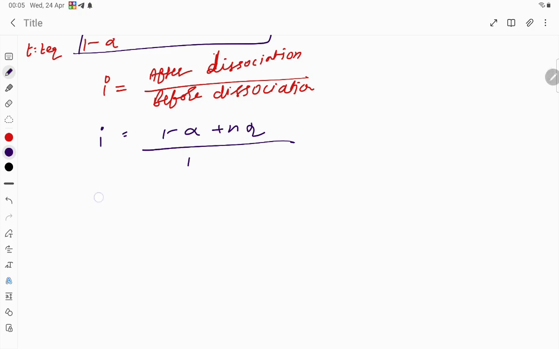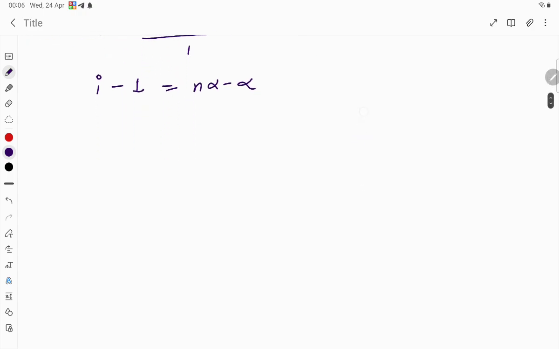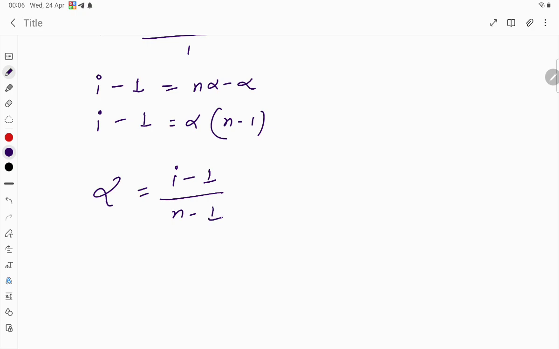Now solve it out, student. Send the i this side. So i minus 1 is equal to n alpha minus alpha. Here alpha can be common: i minus 1 equals alpha times (n minus 1). So alpha is equal to i minus 1 upon n minus 1. So this is the degree of dissociation.